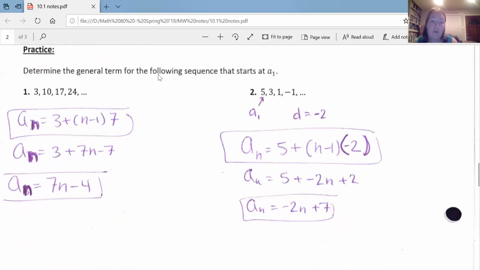Determine the general term for the following sequence. So again, you're looking for your common difference, 7, your starting point, 3, and your n minus 1, distribute, combine like terms. Same thing here. Difference here, though, is it's going down, so it's a -2. Make sure you distribute the negative. Combine like terms.